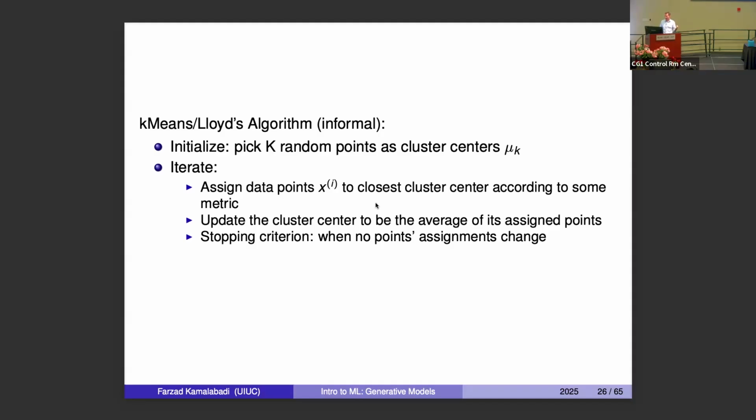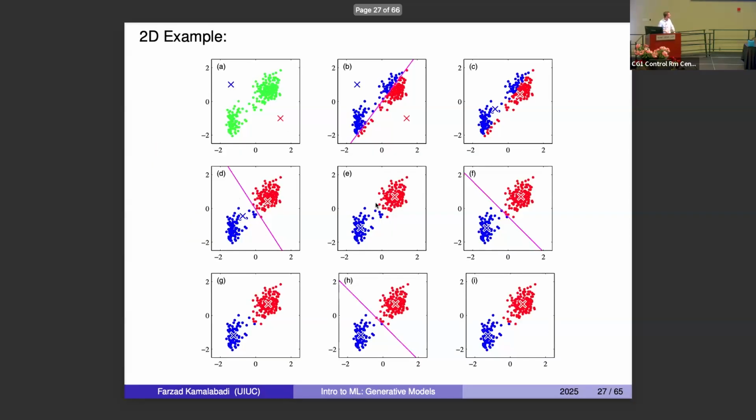Assign data points xi to the closest cluster center according to some metric. We'll define that. Update the cluster center to be the average of its assigned points. So this cluster center shifts by that assignment, and then you compute the average, and then you repeat that process. The stopping criterion is when no point assignments change, or every time you make a new assignment, the amount of change is smaller than some threshold, okay? So let me show you how it works, and then I'll show you the algorithm.